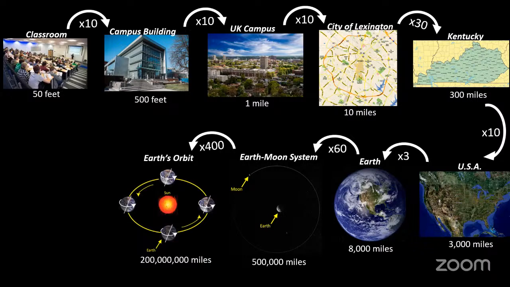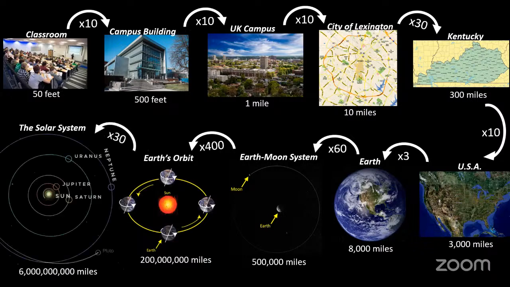And then we jump up by another factor of 30 or so, and we get the size of the entire solar system. From the Sun out to the most distant planet in the solar system, Neptune's orbit. The diameter of Neptune's orbit is about 6 billion miles, okay? So we started with the classroom. We've jumped up many, many times larger in size when you multiply all of these factors for each jump.